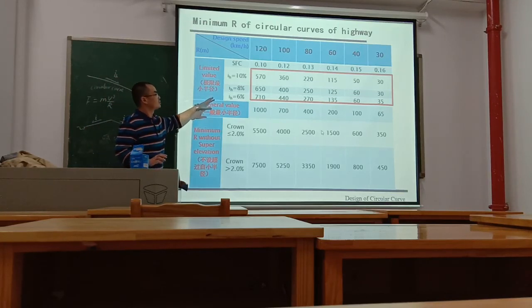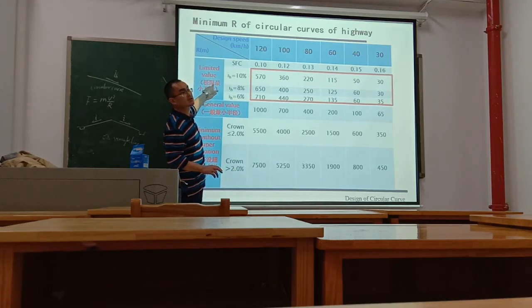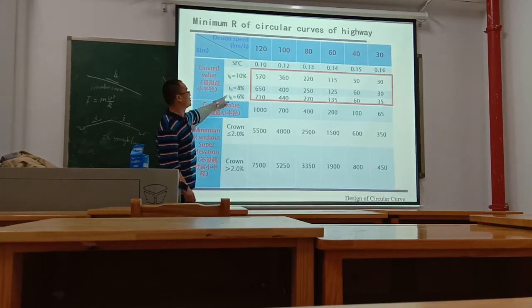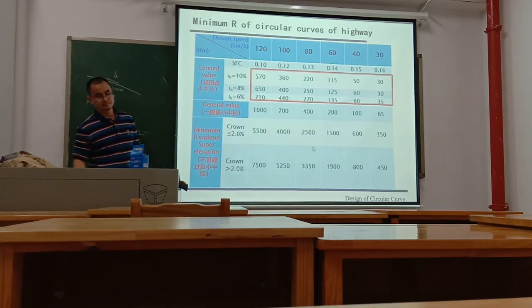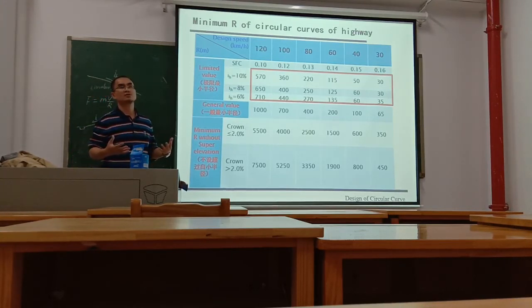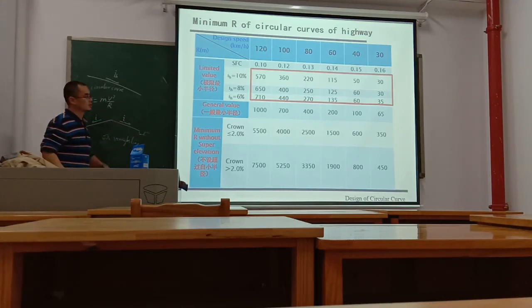The radius should be larger than the limited value. Must be larger than the limited value. This is the minimum radius. Crown is cross slope.